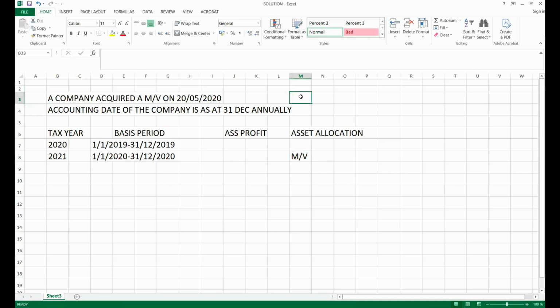If you are also told that they purchased plant and machinery on 29/12/2019, which year will this come in? If it was purchased on 29/12/2019, which year will the asset fall in? 2020. So we have it as plant and machinery in 2020.